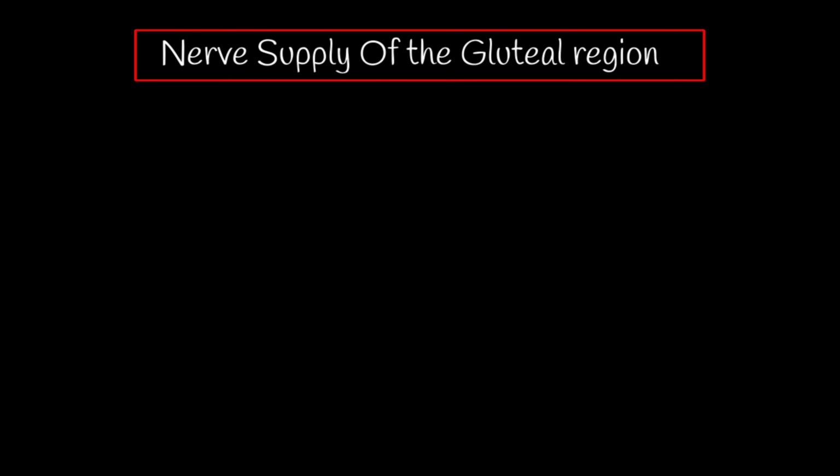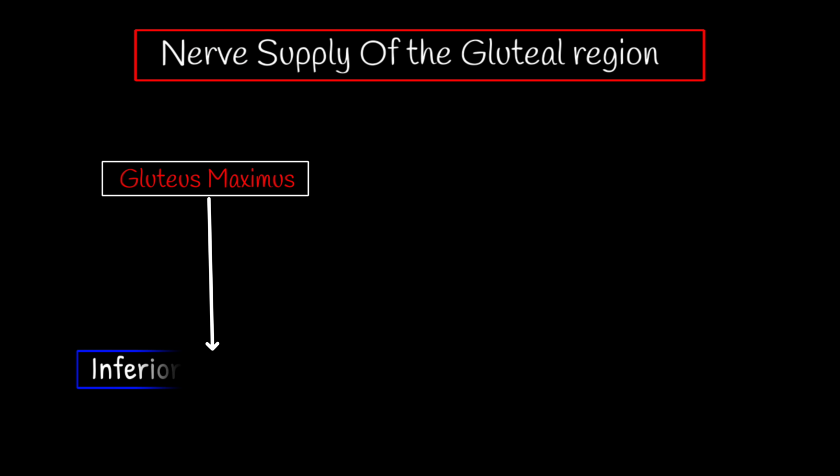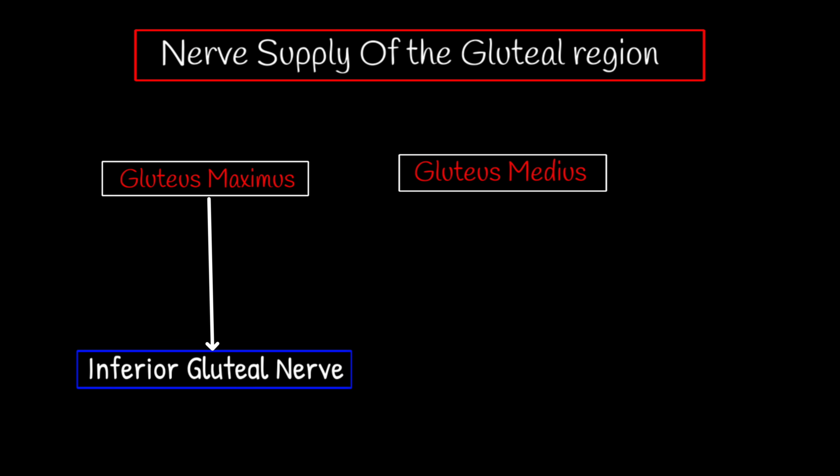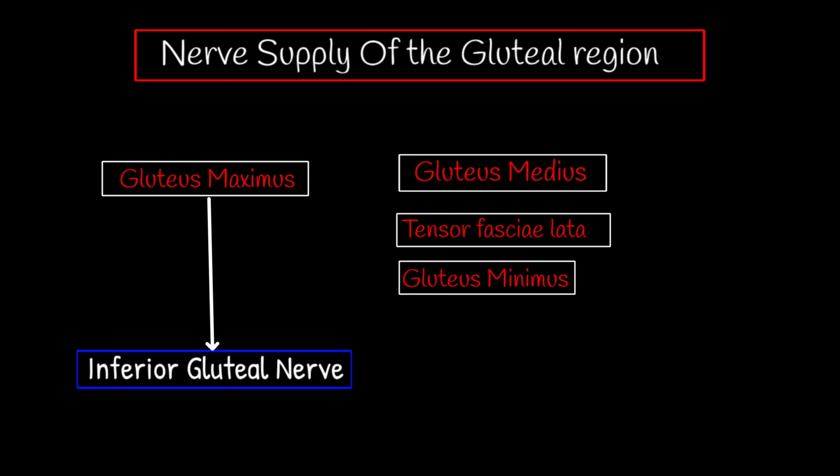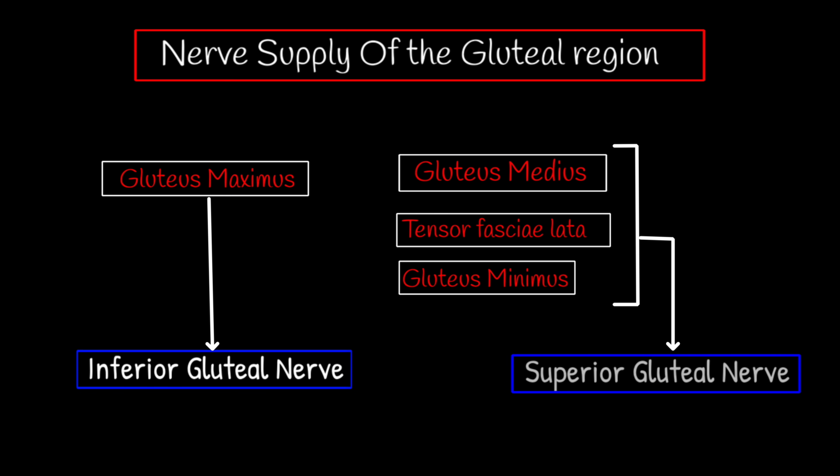My dear students, remember that Gluteus Maximus is supplied by the inferior gluteal nerve, while Gluteus Medius, tensor fasciae lata, and Gluteus Minimus are supplied by the superior gluteal nerve.